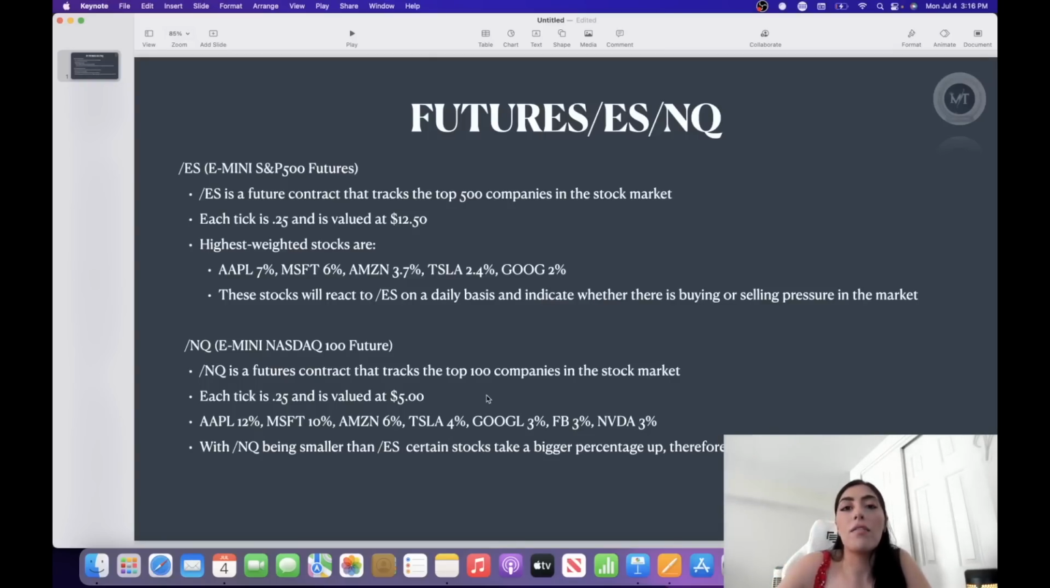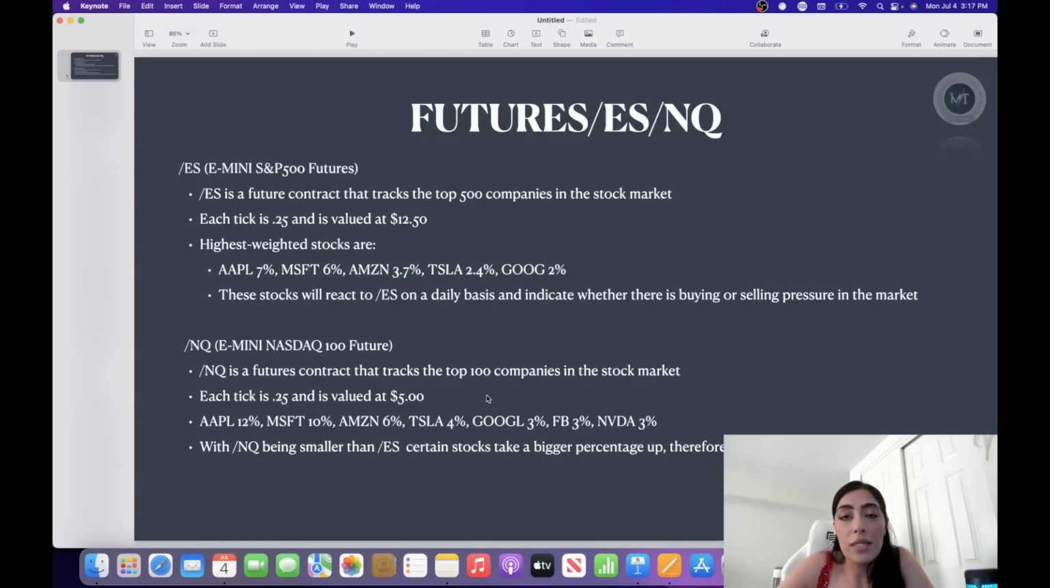All right, guys, let's go through a background of what futures are prior to how you can utilize them in your trading. So ES is the futures contract that tracks the S&P 500 index, which is a basket of the top 500 companies in the stock market by market cap.